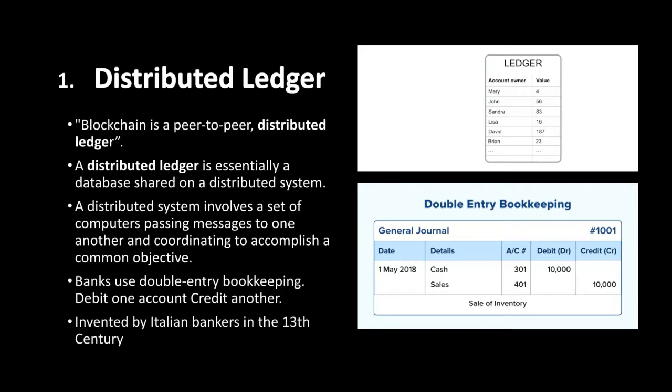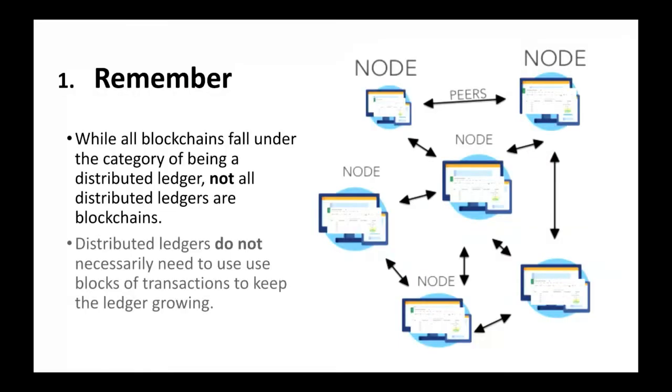And we use this sort of double-entry bookkeeping that was invented by Italian bankers in the 13th century to make sure that we can add up our books at the end. If we were only storing one number in our ledger, there would be no way for us to figure out discrepancies within the data.